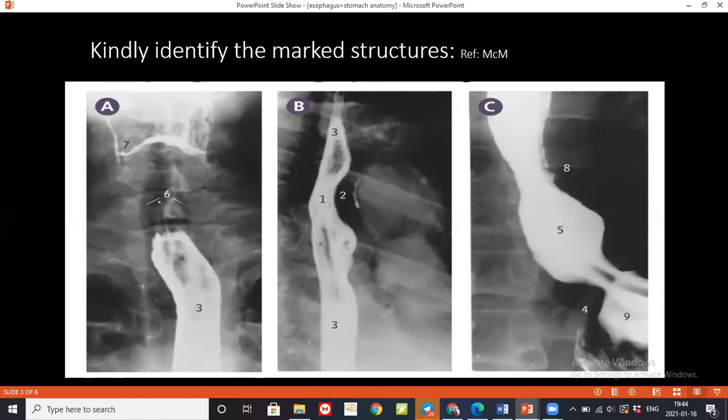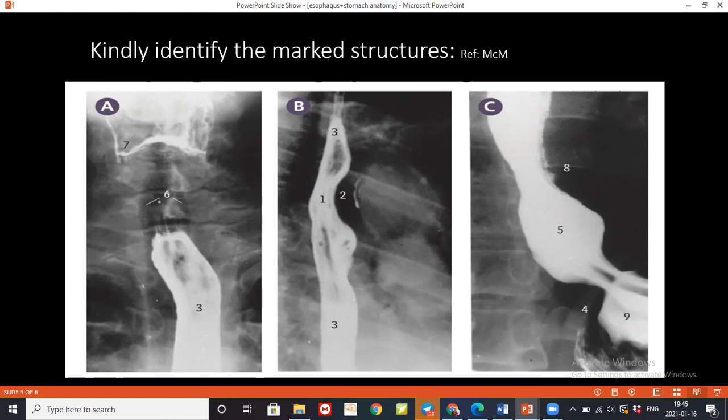So what are the microscopic pictures of achalasia? How would you explain it? There will be hypertrophy of the musculature and loss of the myenteric plexus. Okay, can you tell me what are the complications of a perforated esophagus that you can expect? There will be mediastinitis.